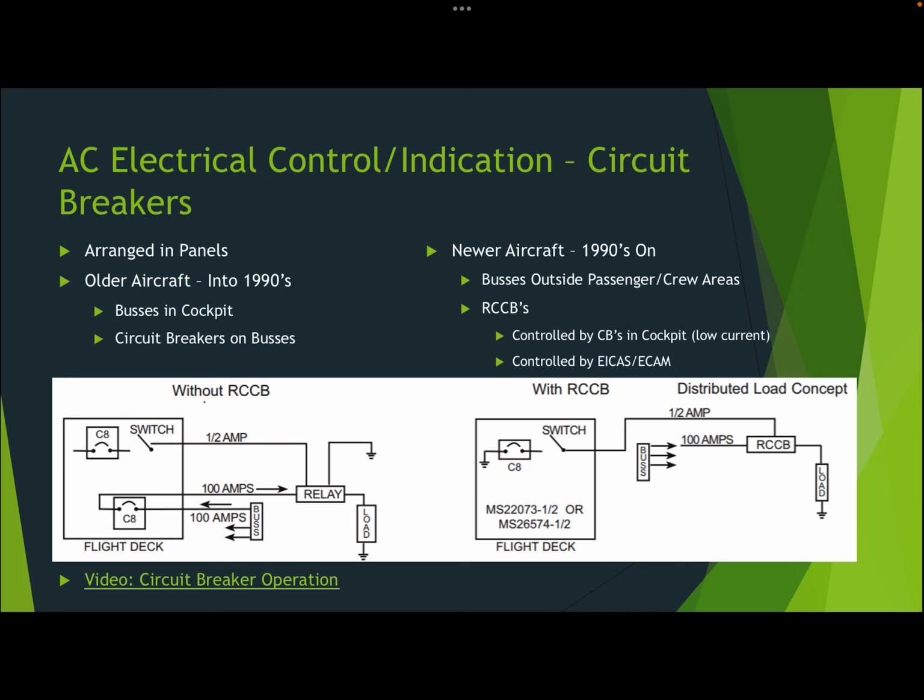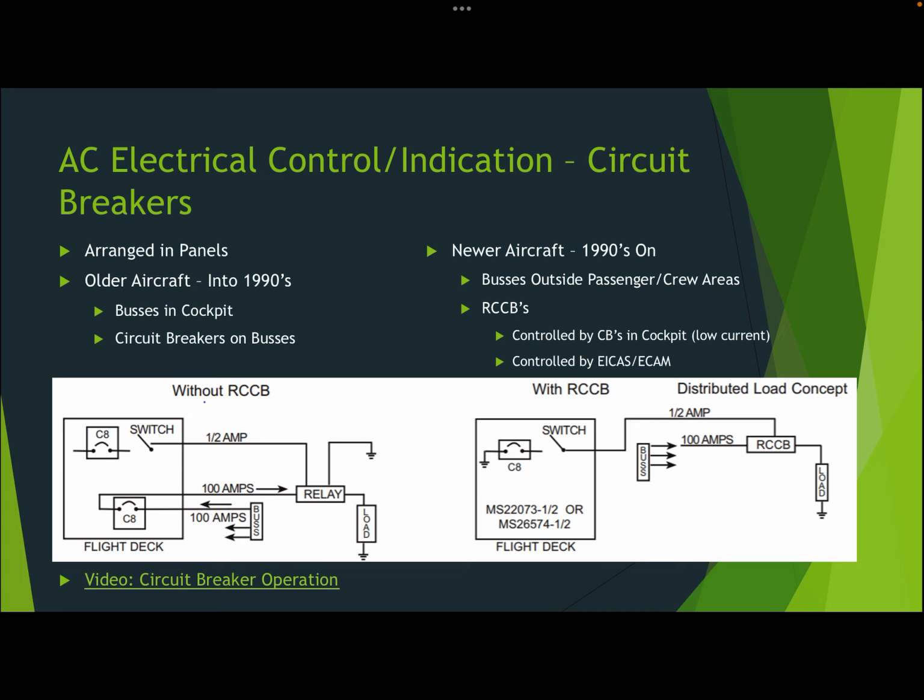Once power gets to the various buses, then we have ways of controlling it, and so these control and then also indication. And so this is how we branch off. We use circuit breakers on the various buses to branch power off to go to the individual loads. And we've got a couple different views here of what's going on.